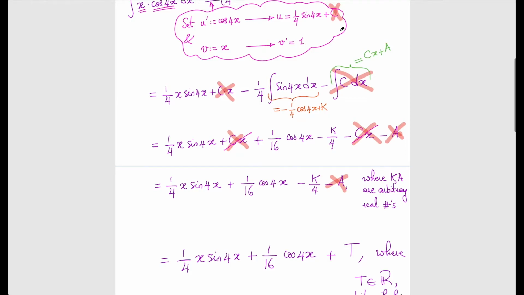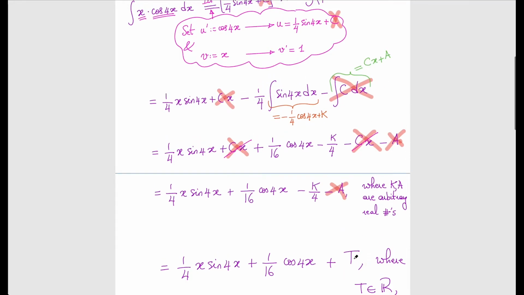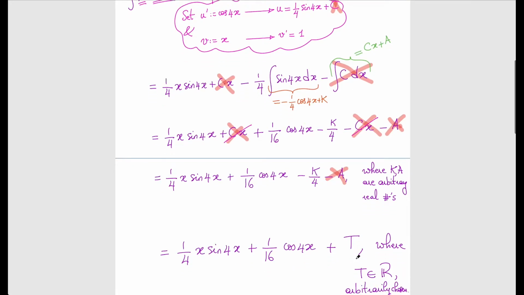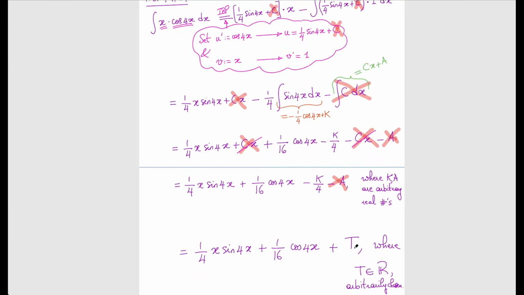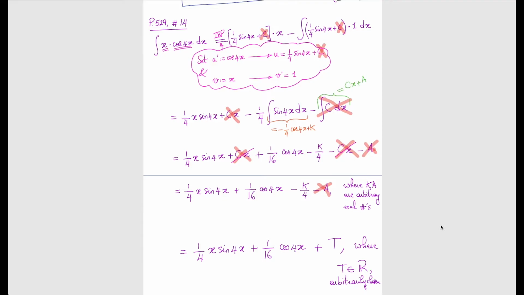All these supposed constants that you're gonna pick up along the way are gonna be embedded in a new arbitrary constant. Since those were arbitrary, this final one is gonna also be arbitrary, and the answer is gonna be the same no matter what. Okay.